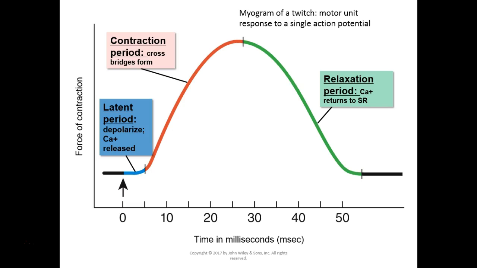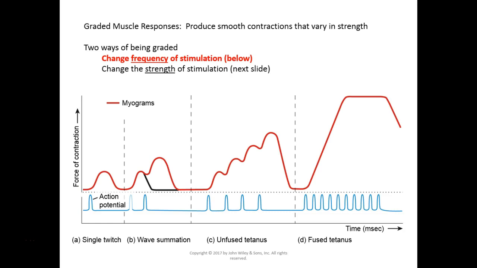in order to be able to respond again. Okay, so remember here in this image, we're looking at a myogram of a twitch, a motor unit response to a single action potential. Now, we have what is known as graded responses that provide smooth muscle contractions that vary in strength. There are two ways of response being graded. You either change the frequency of the stimulation, as we're going to look at on this slide, or change the strength of the stimulation, as we'll see on the next.